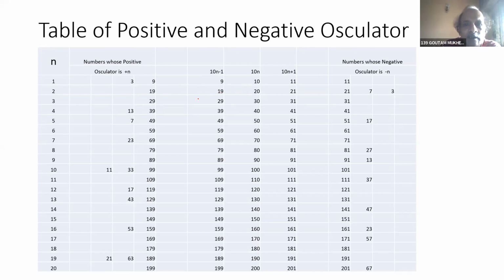In case of 19, the oscillator is positive, plus 2. These are all plus 2, plus 1, and so on. Okay. In case of 19, the oscillator is plus 2. In case of 21, or 7 times 3, the oscillator is minus 2. The oscillator is minus 3, I could have written here. This is the n, and this is minus n. I told you, it is minus.